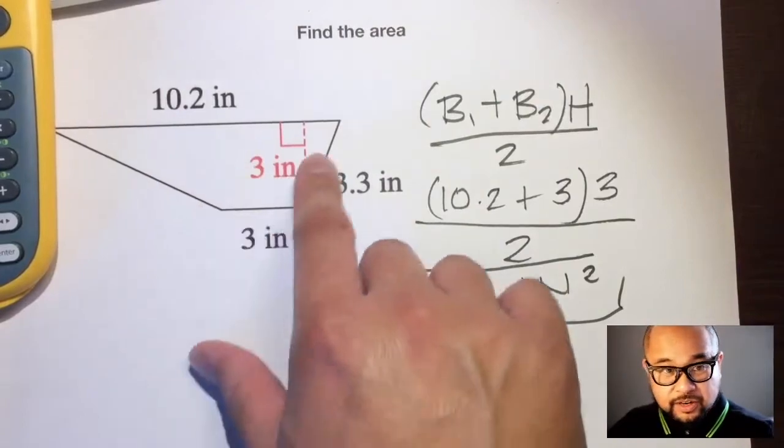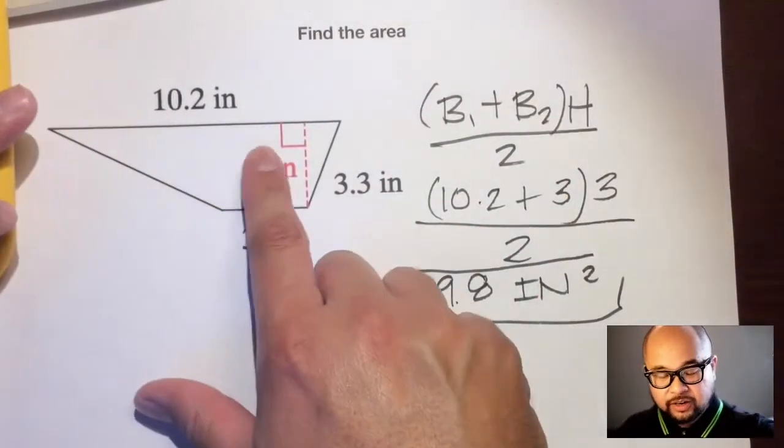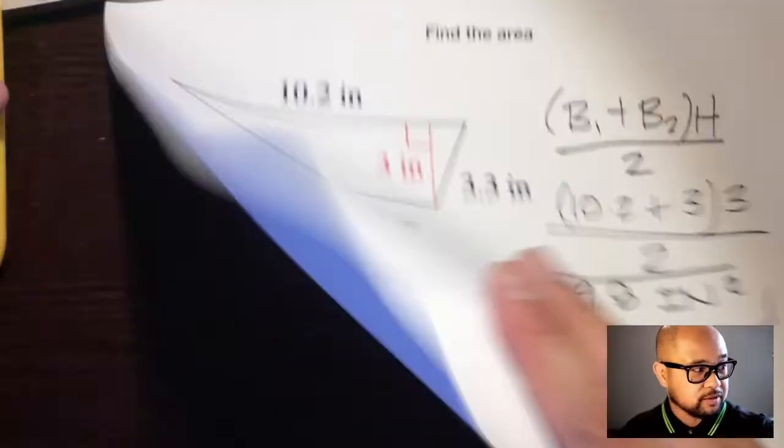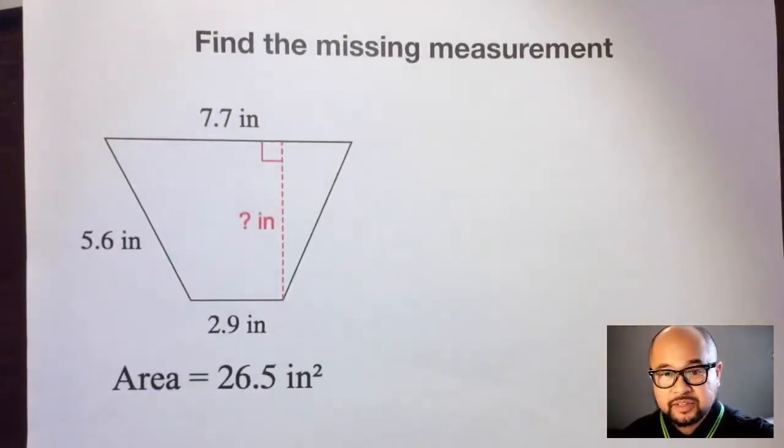Almost 20 squares fit in here. So just 19 and then a smaller square, 0.8 of a square, fits inside of this trapezoid. All right, now let's put this in our notebooks.